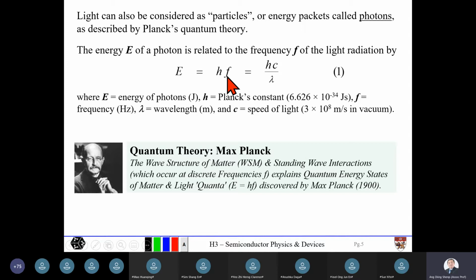Of course, frequency can be expressed in terms of the speed of light and the wavelength. It's c over lambda, or lambda times frequency gives you the speed of light. I think you should be able to understand this by now. Wavelength is given in meters and speed of light is given in meters per second, so just take note of the units. This is a picture of the great Max Planck, the great scientist that postulated this quantum theory of light.